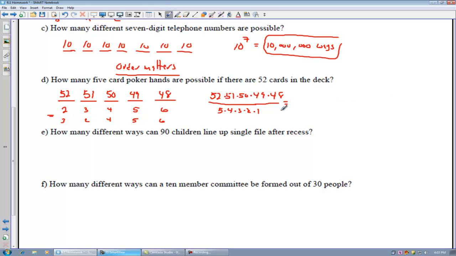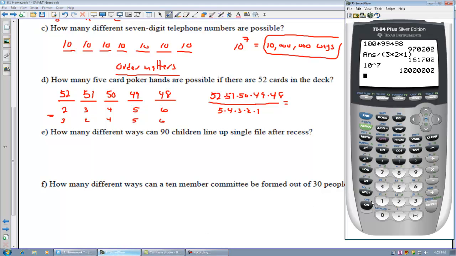And so this is equal to, take out your calculator, and you just plug it in. So 52 times 51 times 50 times 49 times 48 times 47, then divided by left parenthesis 5 times 4 times 3 times 2 times 1, in parenthesis, enter, and out pops my answer, which is quite large.